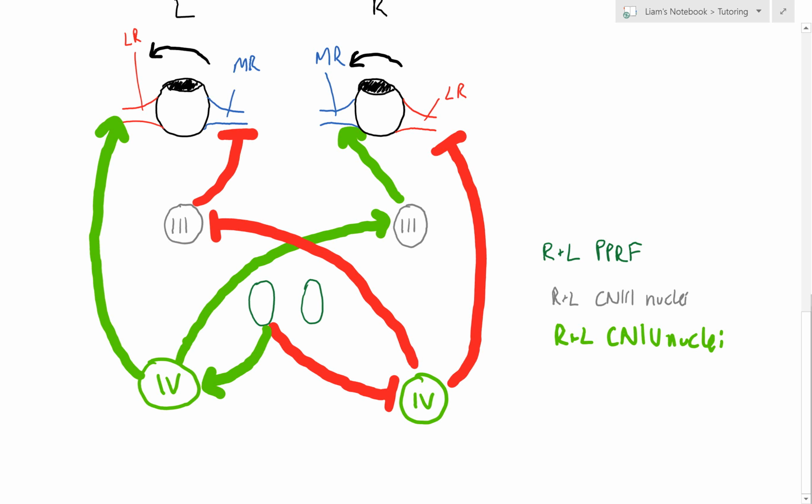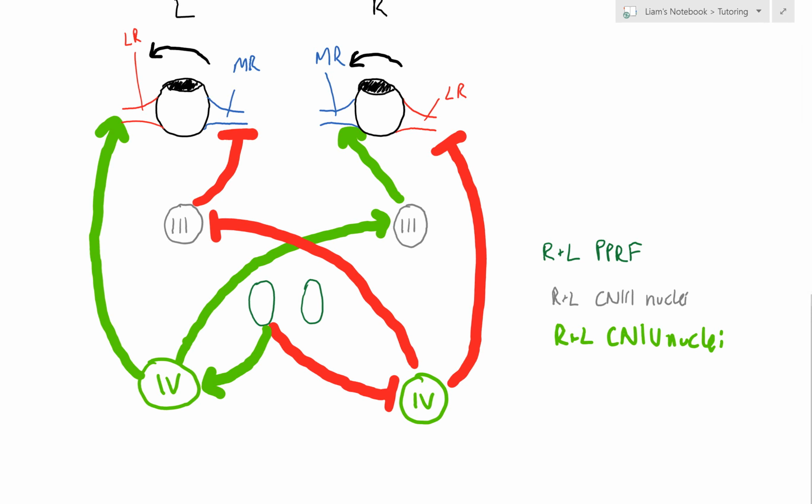So you can see in this way that we've got activation through the left PPRF. That's going to activate the left trochlear nerve nuclei, which is going to activate the left lateral rectus, and also send a connection through to the right cranial nerve 3, the oculomotor nuclei, which is going to activate the medial rectus. At the same time, we're getting inhibition of the right cranial nerve 4 nuclei, which is inhibiting the left cranial nerve 3, medial rectus, and also the right lateral rectus. And that's what's allowing that movement. It's a lot of words, I know, but once you draw it out, it does make a lot of sense.